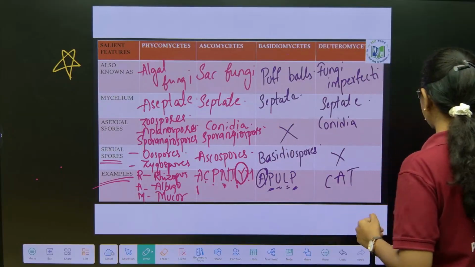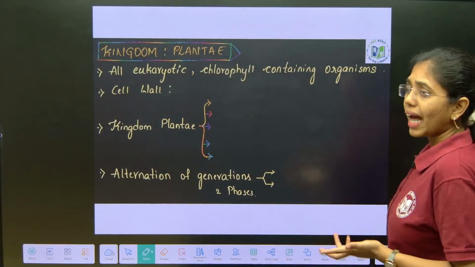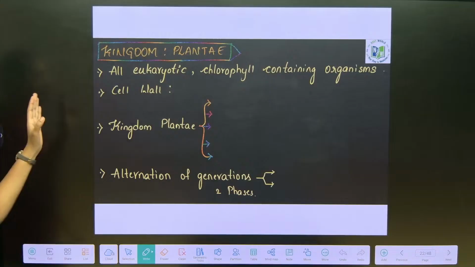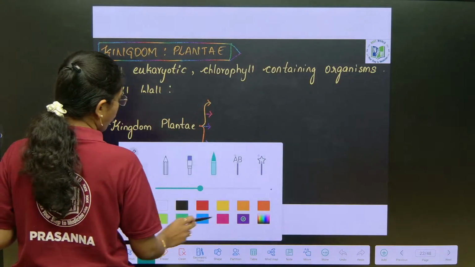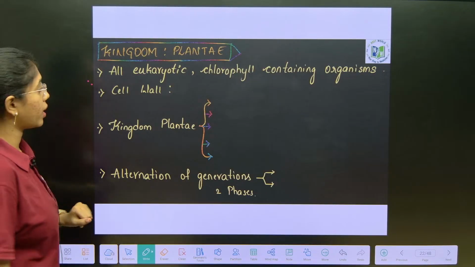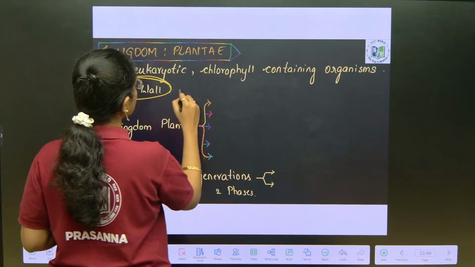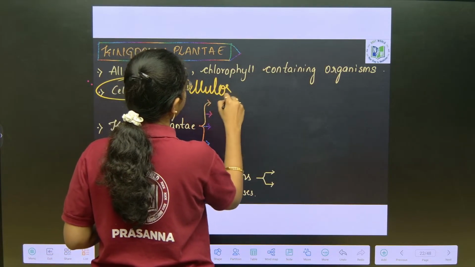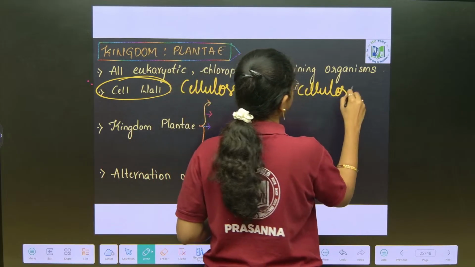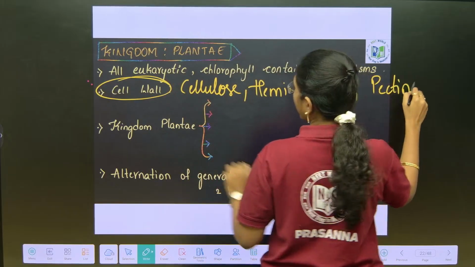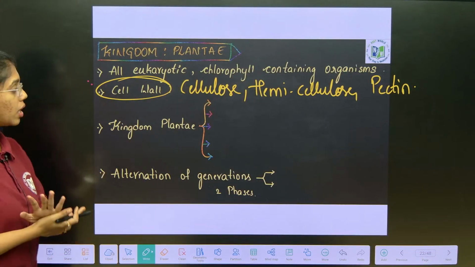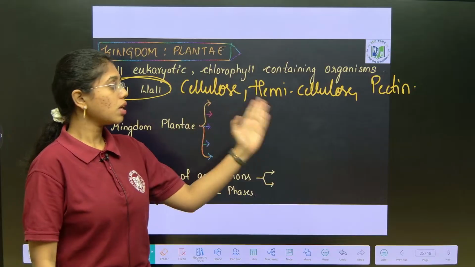Okay. Next, Kingdom Plantae and Animalia. Of course, we have two different chapters on Kingdom Plantae and Animalia, but here we will learn in brief about both the kingdoms. Kingdom Plantae includes all the eukaryotic chlorophyll containing organisms. The cell wall of Kingdom Plantae is composed of what, ma? Cellulose, hemicellulose and pectin. Most notedly we will call it the cellulosic cell wall. The plant cell wall is a cellulosic cell wall, but it is composed of cellulose, hemicellulose and pectin.